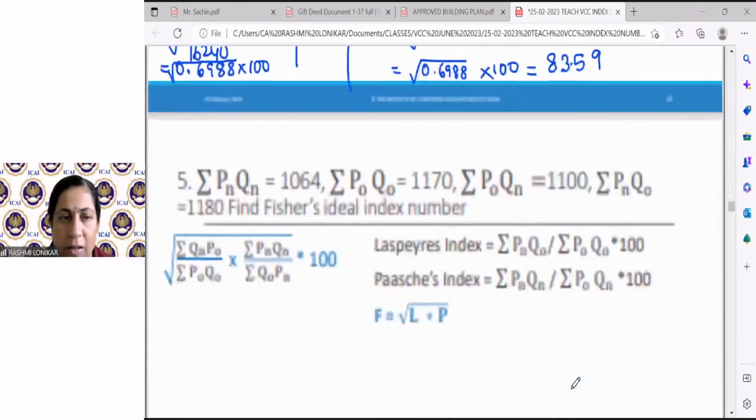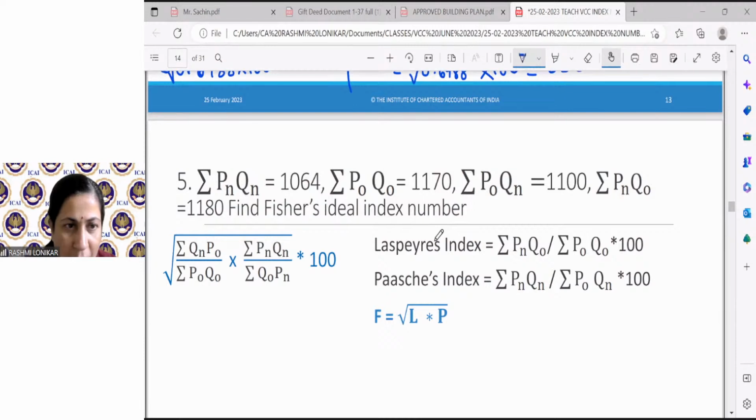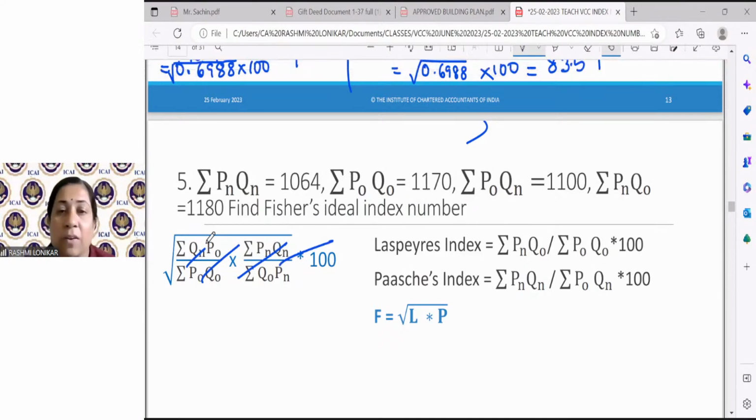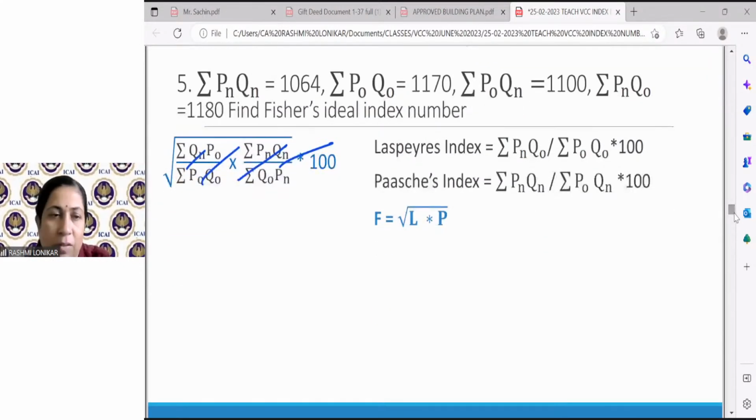And let us go to the next sum. Please don't use this formula. Sorry about that. Now, P0Q0 is given, P0Qn is given, PnQ0 is given, and PnQn is given. Find the Fisher's ideal index. Let us see this now. Can you do that for me?